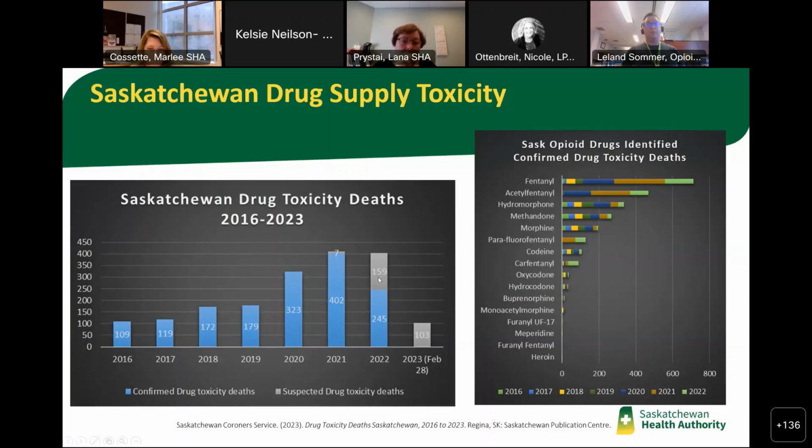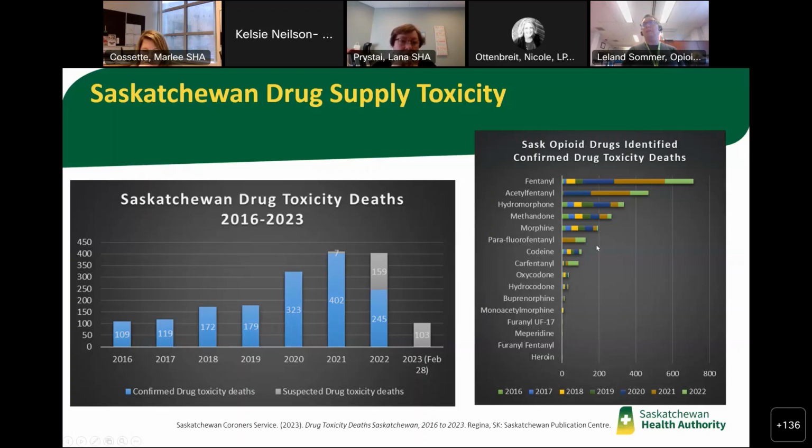For 2022, they have not all been confirmed, but the key takeaway is that in the first quarter of 2023, we've already had about as many suspected opioid drug toxicity deaths as we did in the whole year of 2016 or the whole year of 2017. So we are not immune in this province, and the drug supply has changed.